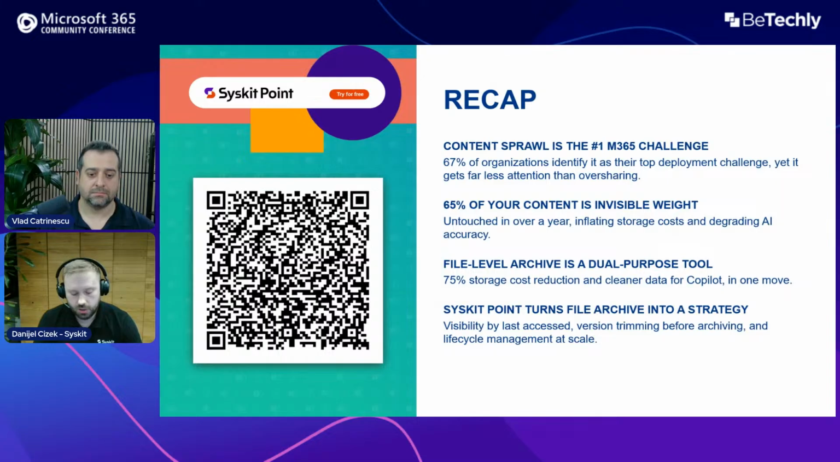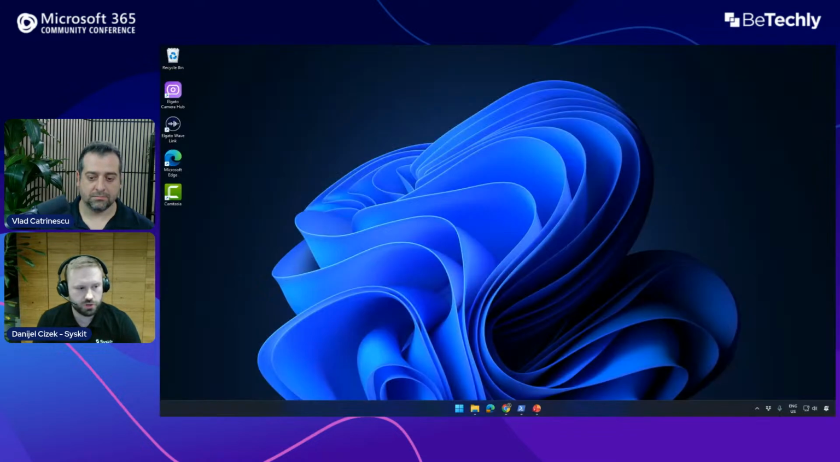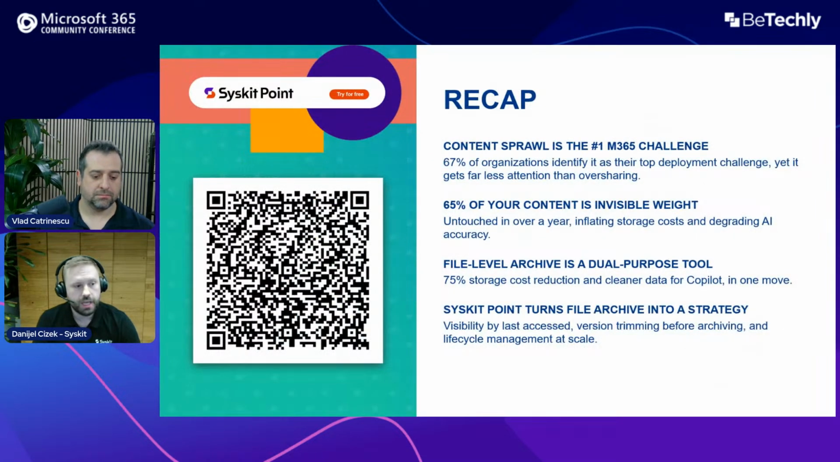So file level archive has this dual purpose, as it says here. It's not just about 75% or more storage cuts. It's also here to help you have cleaner data in Copilot. So that's the point around all of this.